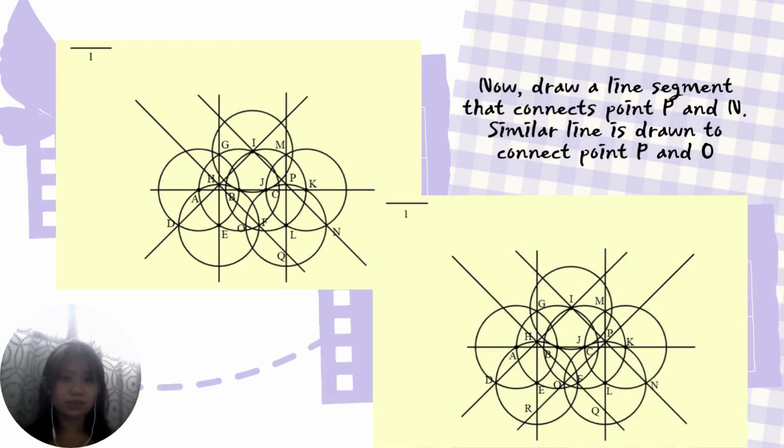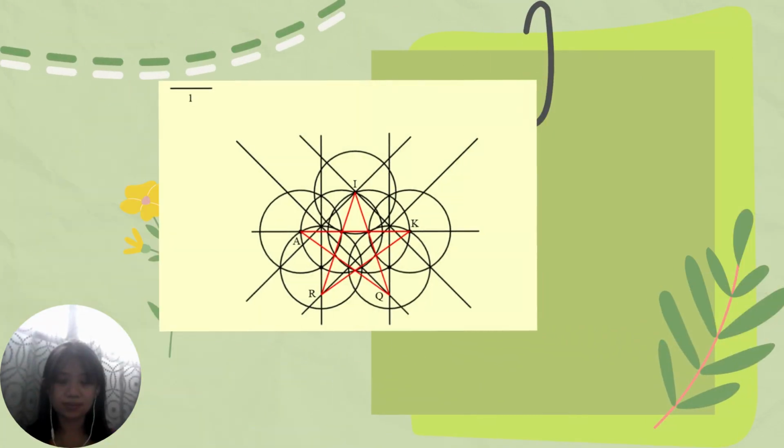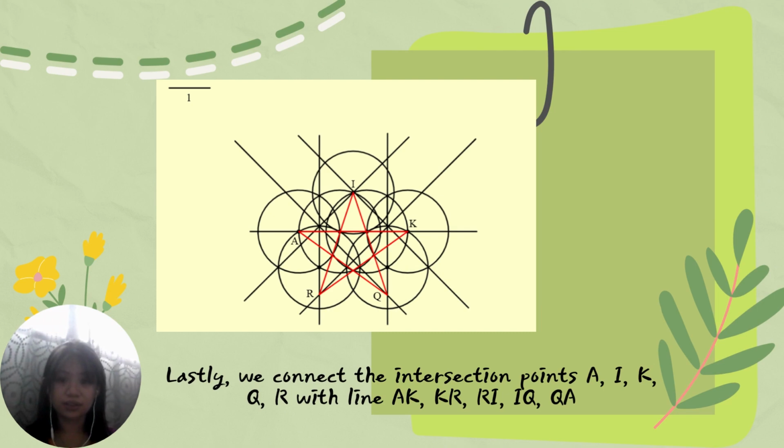Now, we draw a line segment that connects point P and N and another line that connects point P and O, as shown in the second picture. To complete our construction, we connect the intersection points A, I, K, Q, and R with line segments AK, KR, RI, IQ, and QA. Hence, we have shown the construction for a regular 5-pointed star with side length 1.